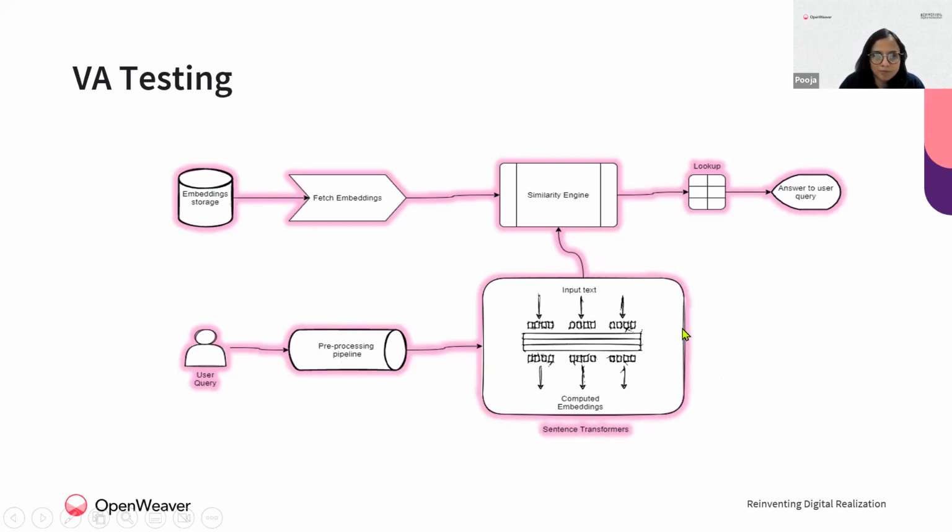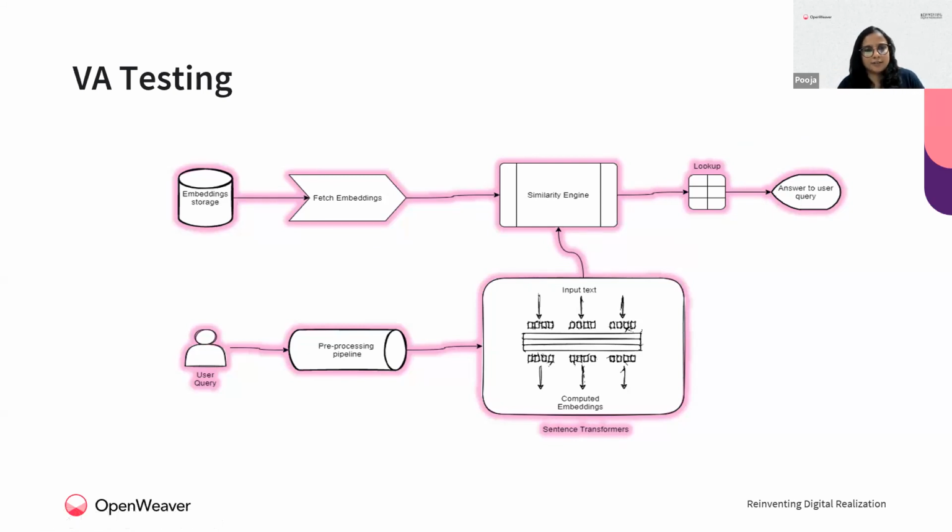Compute the mathematical form. Then the same set of embeddings will be fetched from here, and we will use a similarity engine to do a comparison. That way, mathematically, by matching, it will try to fetch the exact match to the user query. After that lookup, it will try to answer your user's question. Okay, so let me get to the model.